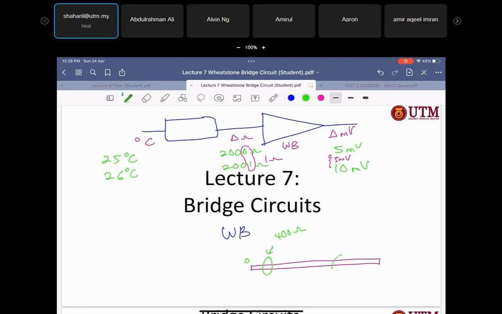But when I put the sensor here, it will give you a value of, for example, 105 ohm. So it will give you a different value because the resistance itself depends on the length of the wire and so on. So that's why, from the ohm itself, we try to measure in terms of the voltage or the current.